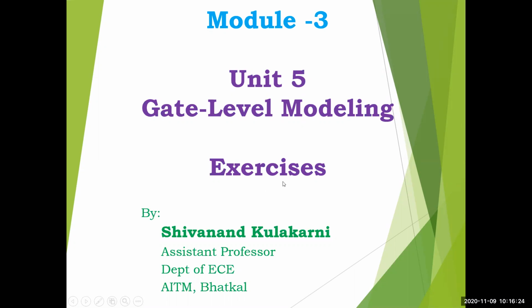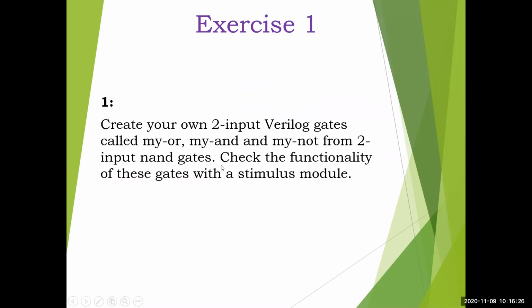Okay. So note the first question. Create your own two input Verilog gates called my OR, my AND, and my NOT from two input NAND gates. Check the functionality of these gates with a stimulus module. Previously you used the Verilog primitives for OR and NOT, and didn't know how they are constructed. But now there is an exercise. You need to construct your own my OR, my AND, and my NOT from two input NAND gates only.